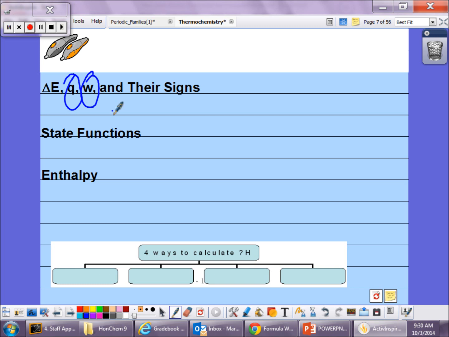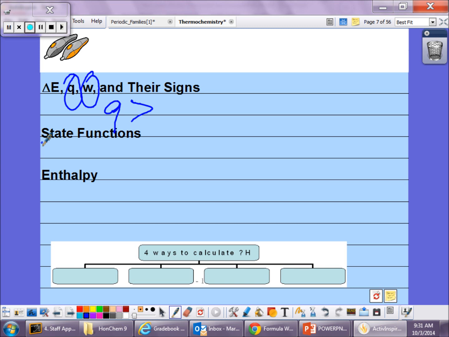And then let's discuss their signs. If Q is positive, that means it is endothermic. Okay, the heat is getting in. It is endothermic. For a Q that is negative, heat has been released. It is getting out of the system. Exothermic. Let's go for work. The same thing: if work is done on the system by the surroundings, that work is positive. If work is done by the system on the surroundings, it is a negative W.